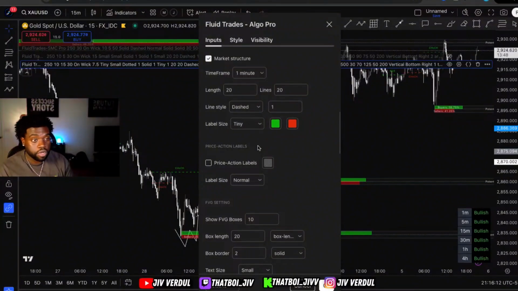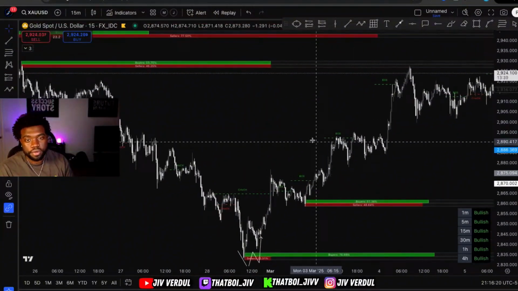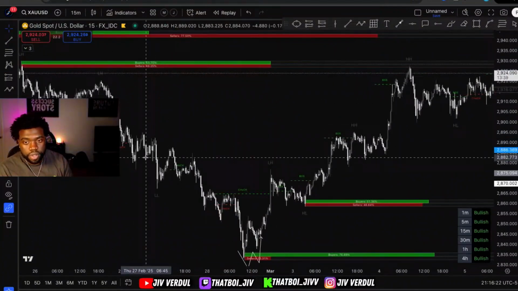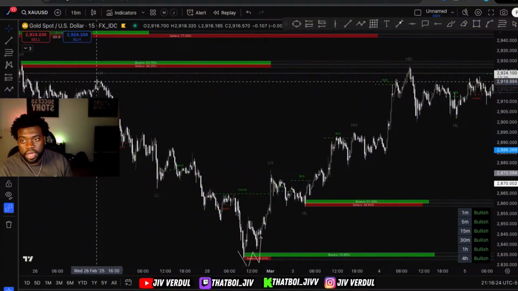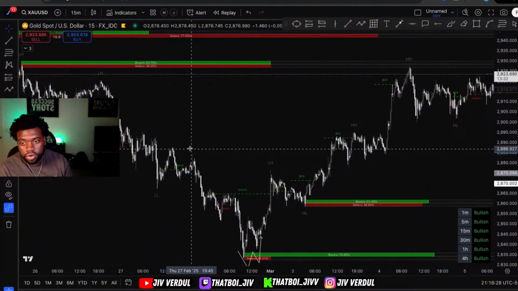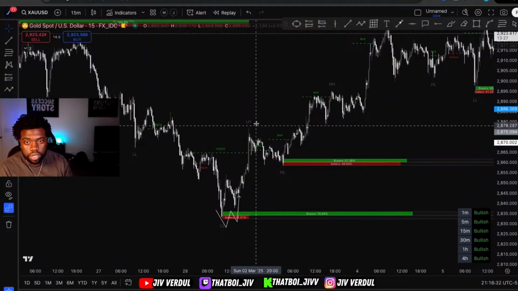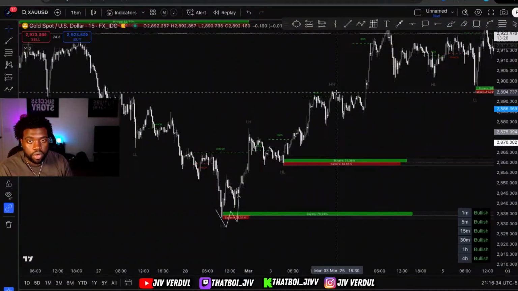For those that are new or don't know what price action labels are, the price action labels just show you the higher highs and lower lows in the market. For example, here we'll see higher high, lower low, right? It'll create another lower high. Then it went all the way down to create another lower low, lower high, higher low, higher high.